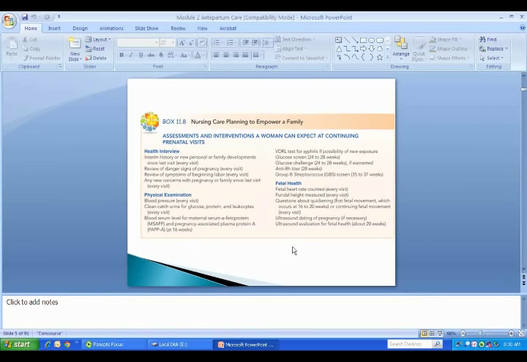This box shows you the assessments that you would do for your healthy pregnant woman. Always remember, when you're dealing with pregnancy, you have two patients. So at each visit, we are assessing not just the mother, but also the fetus.